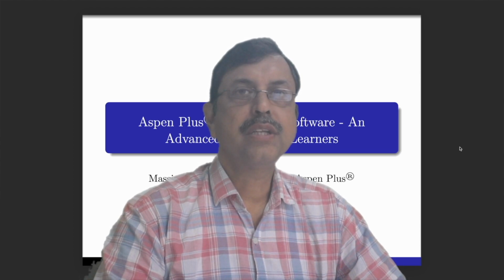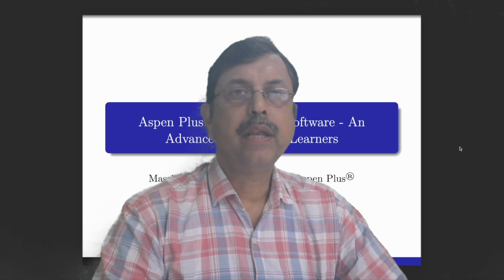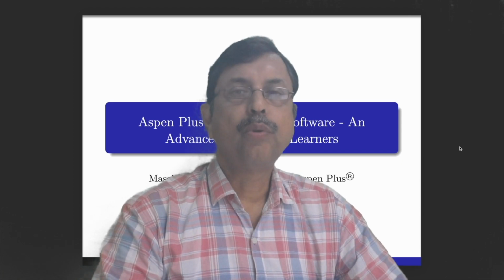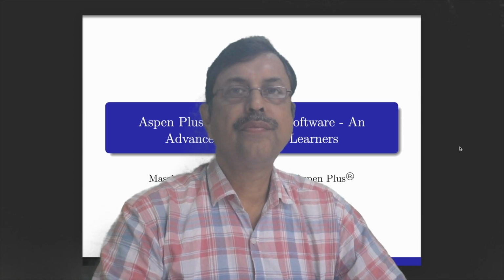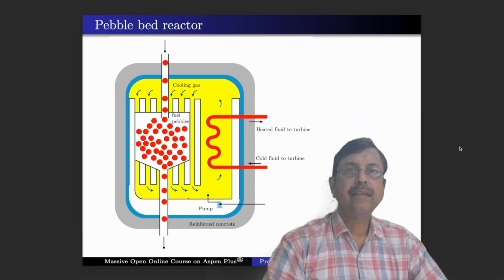In many situations, you will find certain processes in the chemical engineering domain which are a bit complicated, and they cannot be represented by any model or any block that has already been provided in the menu of Aspen Plus, whatever you find in the model palette. For instance, you find this pebble bed reactor.